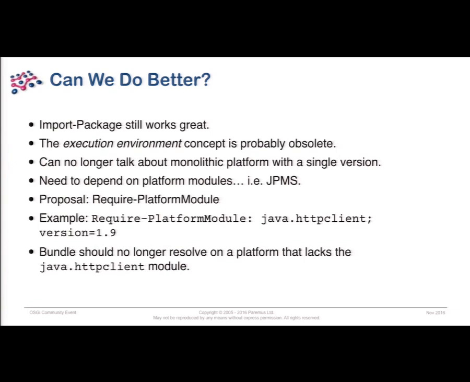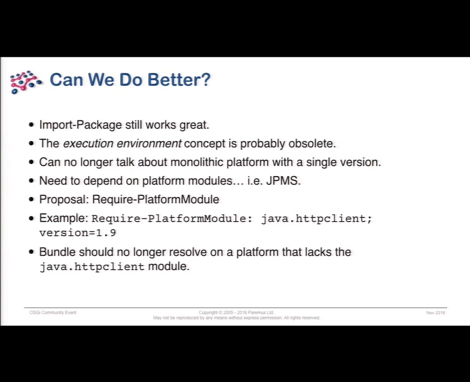So on Java 9, the import package for everything outside of java.* works fine, but the execution environment concept is probably obsolete. We have to move away from that because we can't any longer have a monolithic platform with a single version. So we need to depend on platform modules. So we need to be able to depend from OSGi onto JPMS modules in the platform.